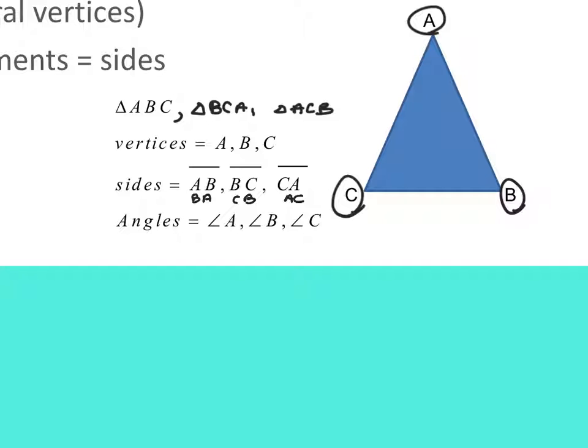If you're naming a triangle, you will put the triangle symbol in front of it, or you can put the word triangle. But if you just give three letters, you're talking about a plane, not necessarily a triangle. You have to have the symbol or the word.